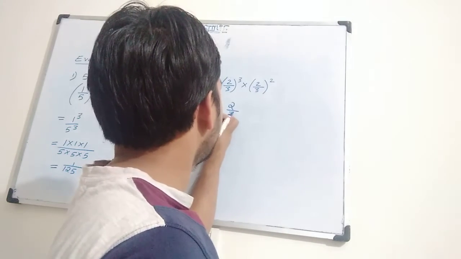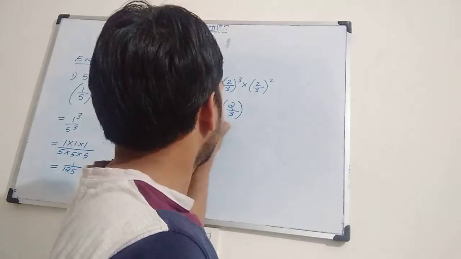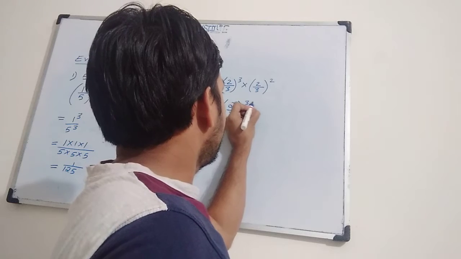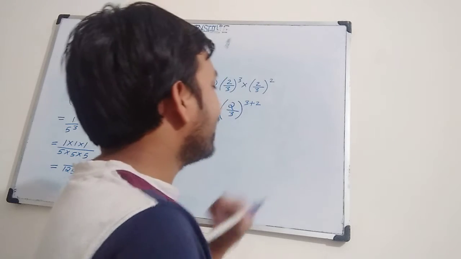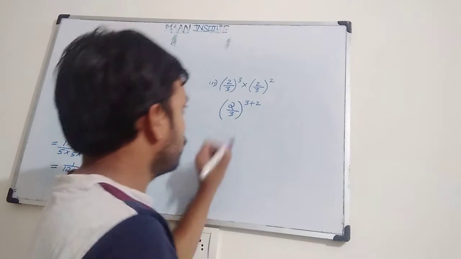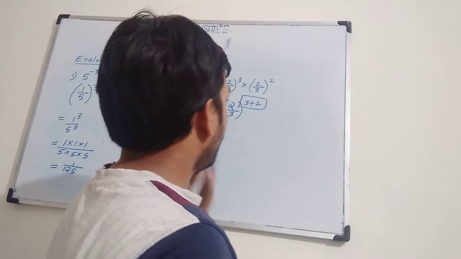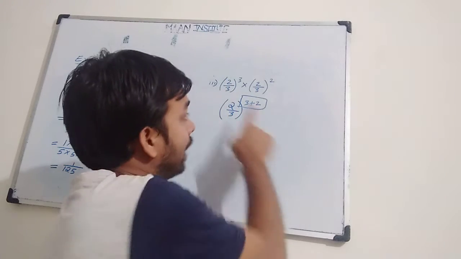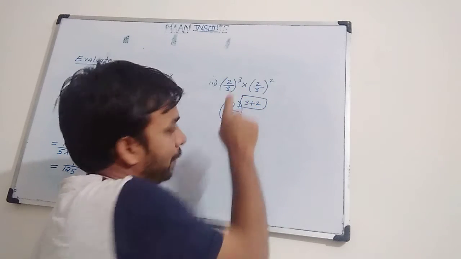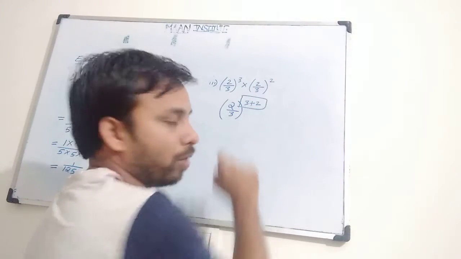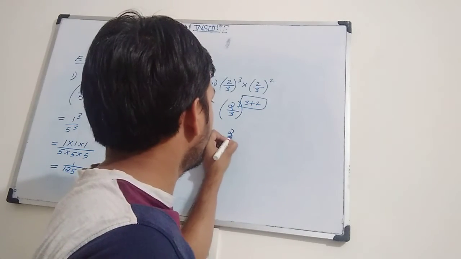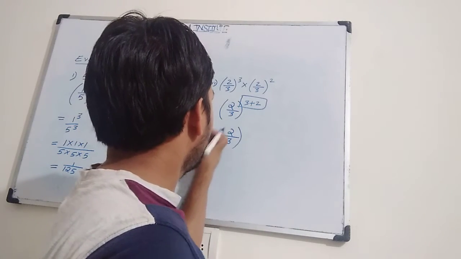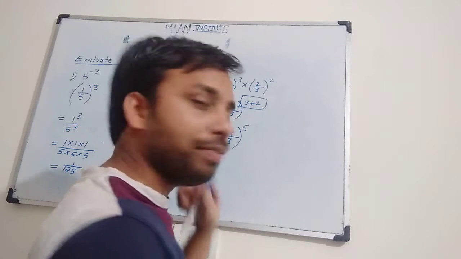2 by 3, 3 plus 2. We have added the powers here. Remember, 3 plus 2. Why have we done this? Because the bases are the same and there is a multiplication sign. So we have added the powers. So it becomes 2 by 3 to the power 5. Clear?